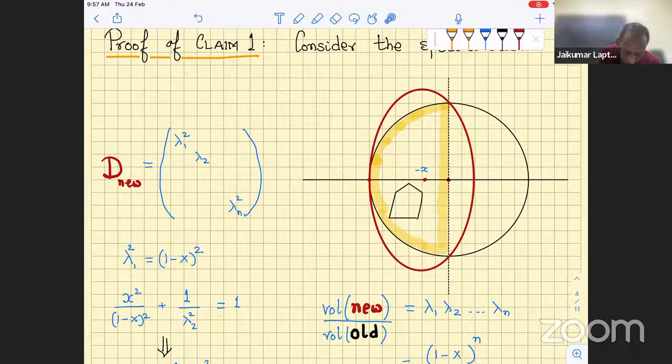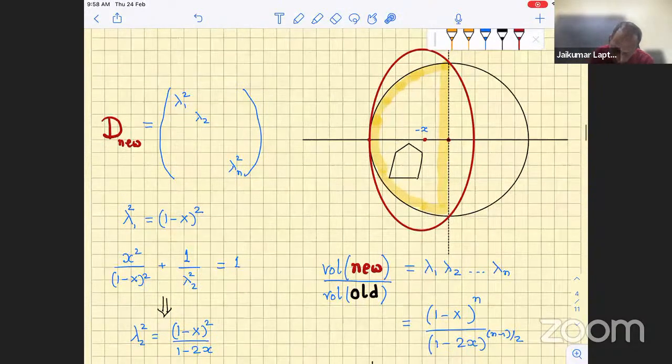So there is this eigenvalue corresponding to this direction, and in that direction we know that lambda1 squared has to be 1 minus x squared. Furthermore, I'm assuming that the ellipse passes through this point, and it passes through this entire circle which is cut here. But let us focus on this point. On this point, the equation x transpose D inverse x should be equal to 1. That's why the ellipse passes through this. Let us write down that equation for this.